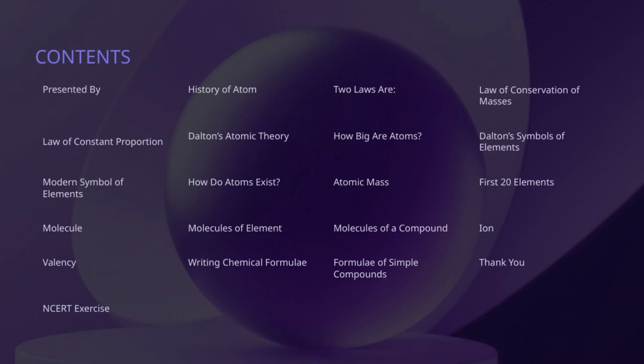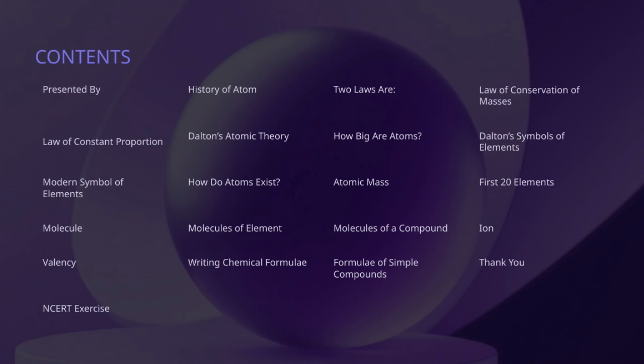On this slide, you'll see the contents of our presentation, which covers the fascinating world of atoms and elements. We will start by exploring the first 20 elements and their symbols as introduced by Dalton. Then, we'll delve into important laws like the law of conservation of mass and the law of constant proportion, which help us understand how elements combine to form compounds. We'll look at how to write chemical formulas and understand the molecules of elements and compounds. Atomic mass and the question of how big atoms really are will also be key points.